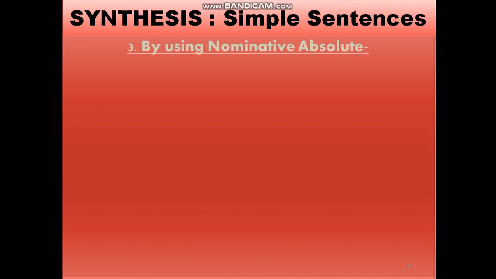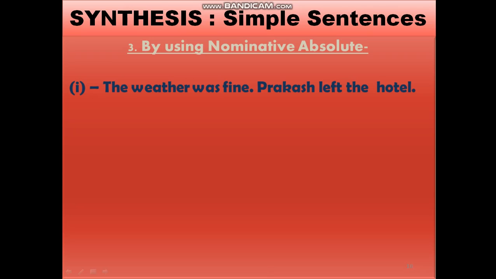In that case, we will use nominative absolute. It means we will use being or having in a different manner. Look, we have two sentences here and both have different subjects. The first sentence has the subject the weather and the second sentence has the subject Prakash. The weather was fine. Prakash left the hotel.